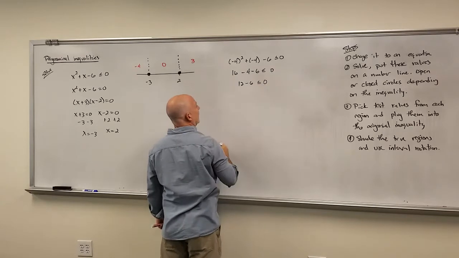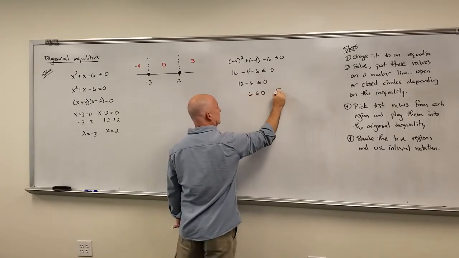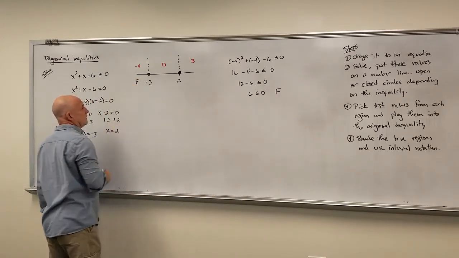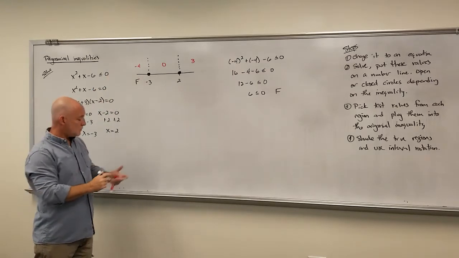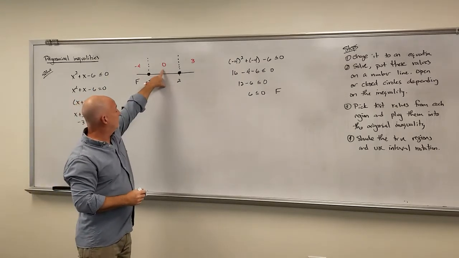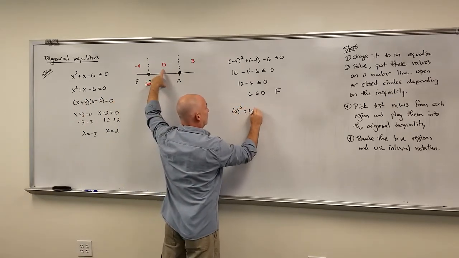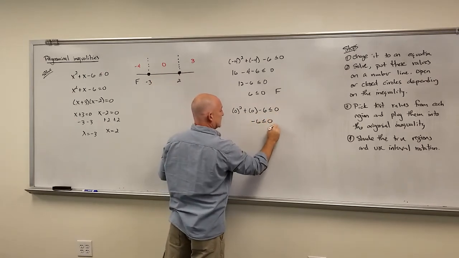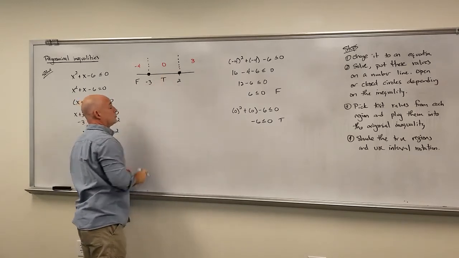12 minus 6 less than 0. 6 is less than 0. That is not true. That is false. So over here, I'm going to put just an F, just so I know I don't have any answers over there. Then we pick another number, so in between we pick 0, so this one's going to be easy. 0 squared plus 0 minus 6 is less than 0. So negative 6 is less than 0, so this region here is true.